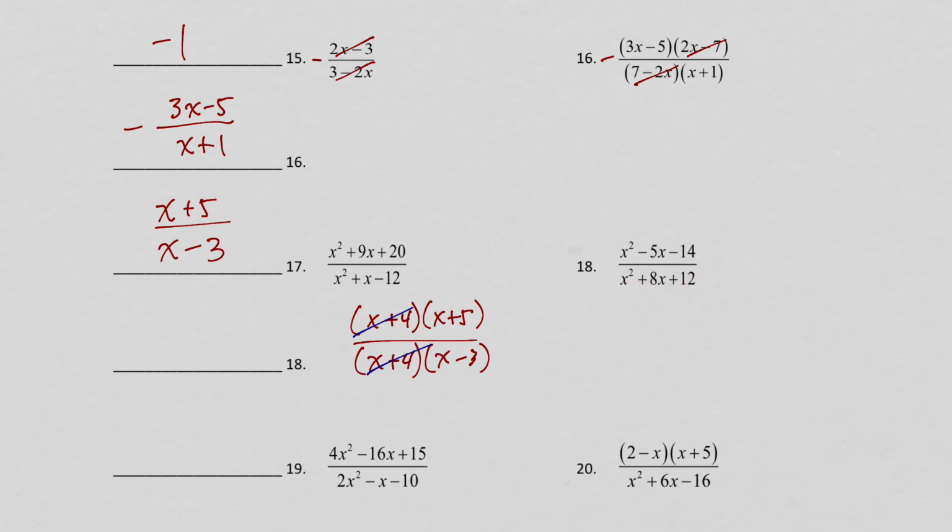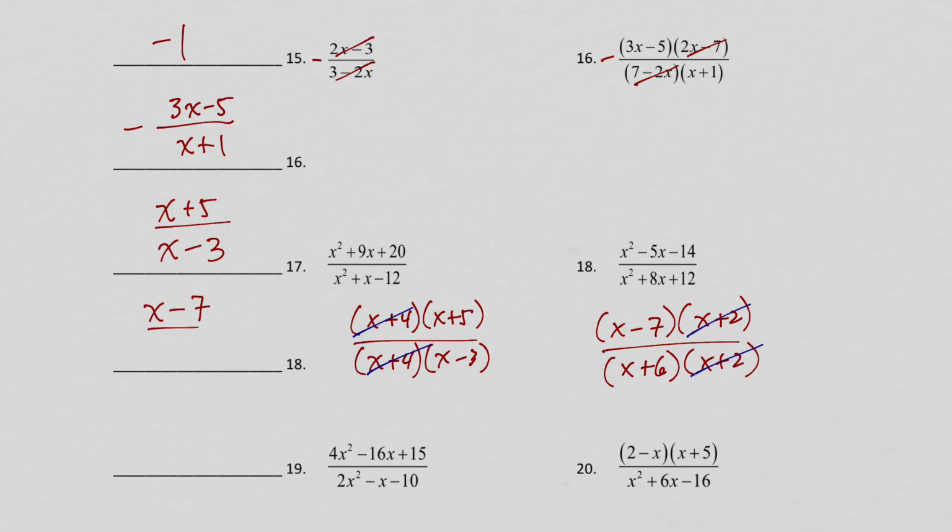Okay, I'm going to factor both the top and bottom. The top is, let's see, x minus 7 times x plus 2. The bottom will be x plus 6 times x plus 2. And then we're going to cancel this common factor of x plus 2, and we're left with x minus 7 over x plus 6.